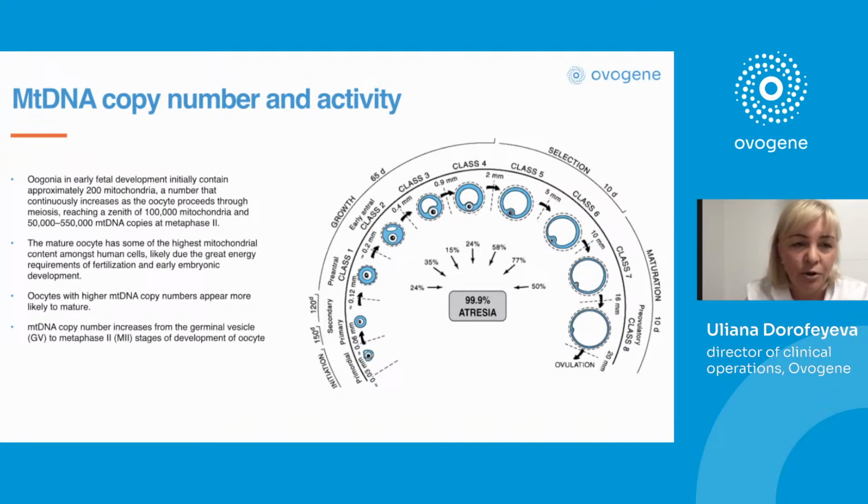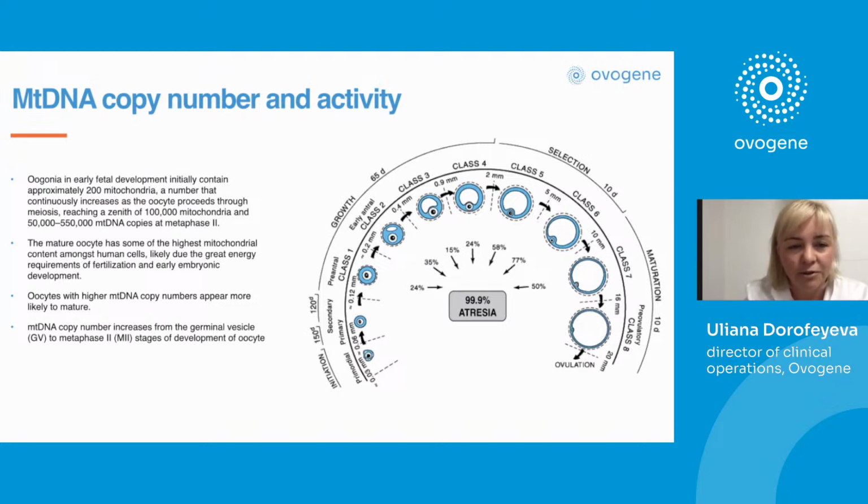If we are talking about oocytes, the very early stages of oocyte development, which are oogonia, already contain about 200 copies of the mitochondria, and the number constantly increases as the oocyte proceeds through meiosis, reaching about 100,000 up to 550,000 copies at metaphase 2. A mature oocyte has some of the highest mitochondrial content among all human cells, likely due to the great energy requirements of fertilization and early embryonic development.